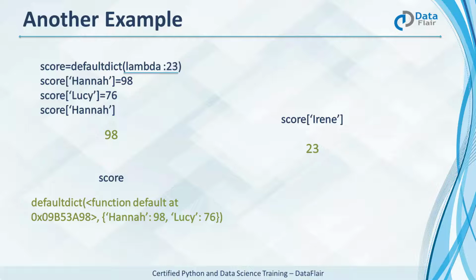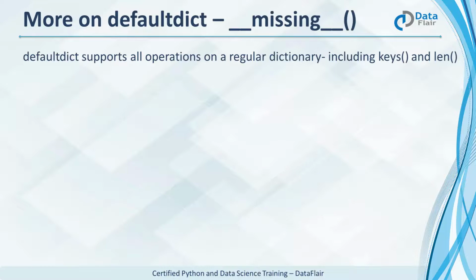Just like dictionaries, we can obtain the list of keys with the keys method. There are more operations that defaultdict supports. Which are these? Let's find out.